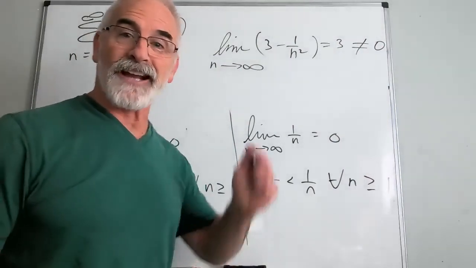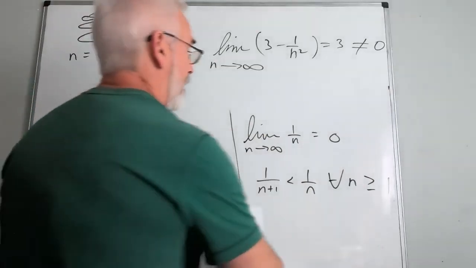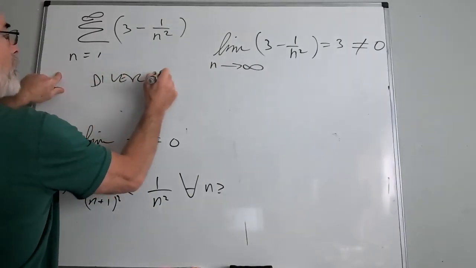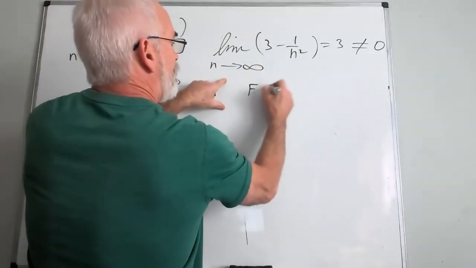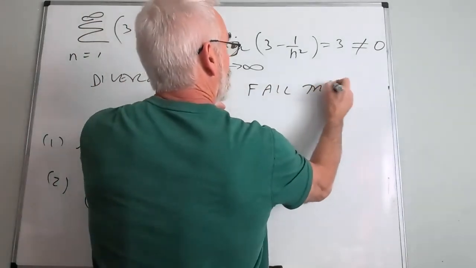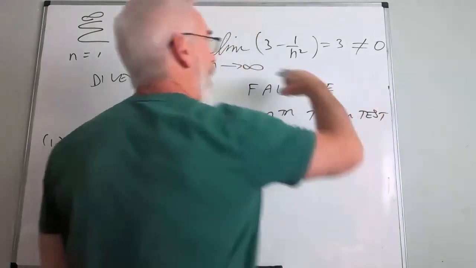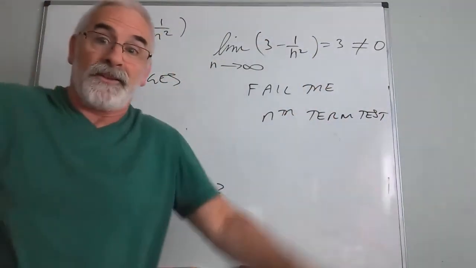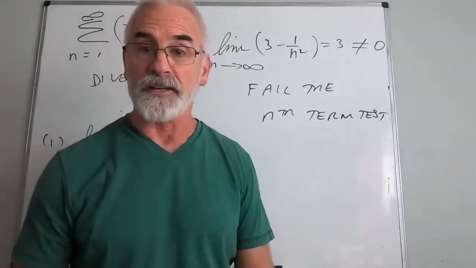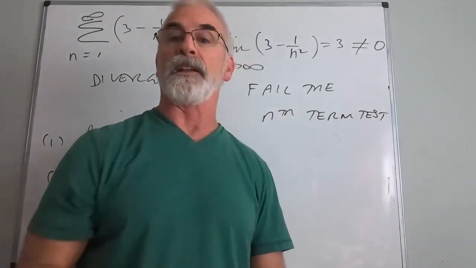So in simple English, it's kind of like saying I'm going to add up the number 3 forever. We're done. This diverges. Why? Because I fail the nth term test. That's how the nth term test works. I just showed that the limit was not 0. I'm done. There's nothing else to do. Great. This diverges. Now, what kind of divergence? Well, since every term's positive, it's probably going to diverge to infinity. But more importantly, it diverges.